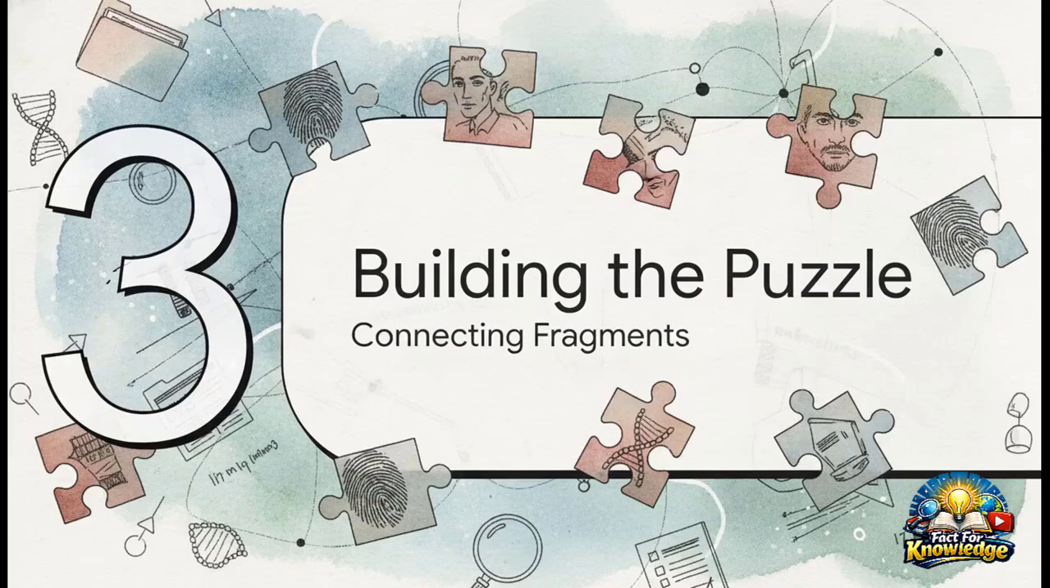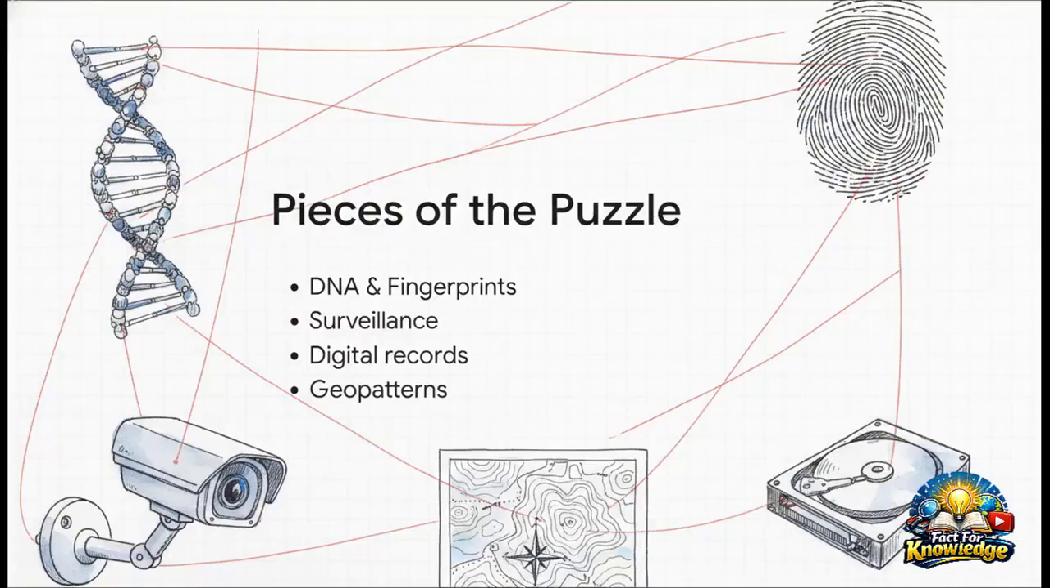Now for part 3, building the puzzle and connecting the fragments. Despite what you might see on television, a real serial killer investigation rarely hinges on one sudden dramatic breakthrough. It's actually like patiently assembling a giant, incredibly complex puzzle. You have all these disparate fragments: DNA samples, fingerprints, surveillance footage, cell phone records, vehicle sightings, digital activity, the whole shebang.